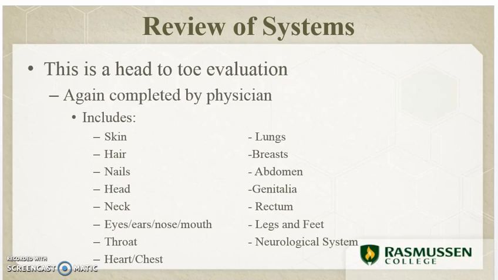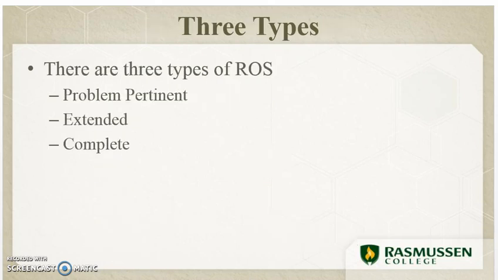There are 3 types of review of systems. Those are your problem pertinent, extended, and complete. Now, I am not going to go too much into these as your discussion board this week is actually over those. But please know there are 3 types, and the provider doesn't use every single one at every single visit. Depending on the type of practice they run and what the patient's chief complaint is, that will really determine which type of review of system the provider will be using.